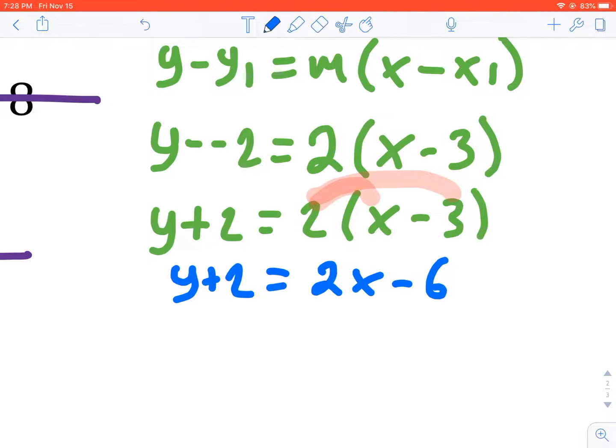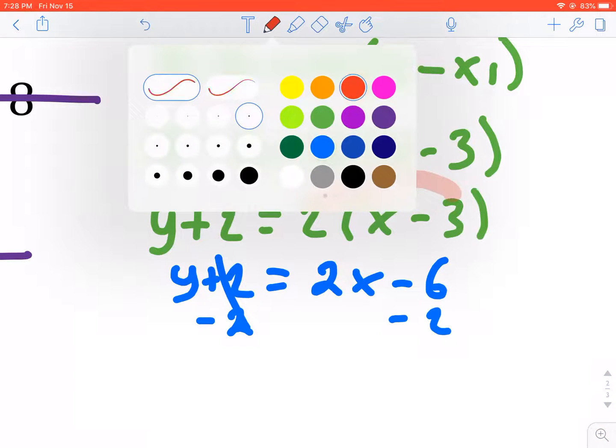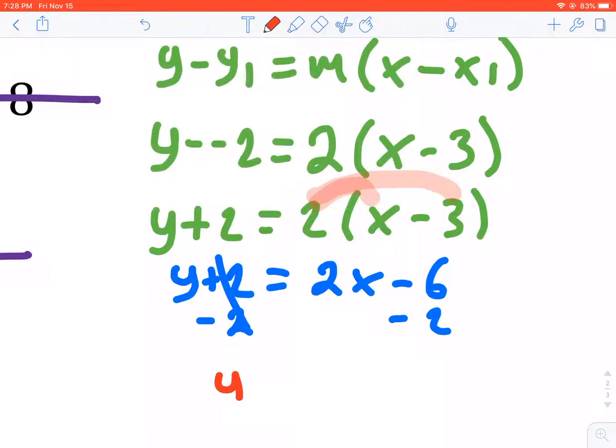We're trying to get y by itself. So all we need to do is subtract the 2 and subtract the 2. These guys cancel out. I'm going to switch to another color. And we're left with y is equal to 2x, and then negative 6 minus 2 is negative 8.